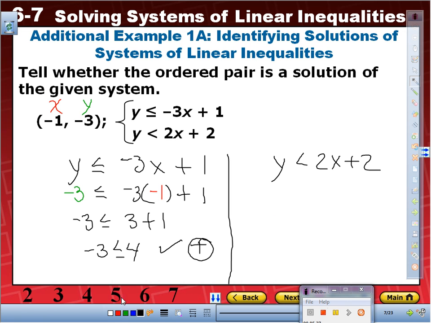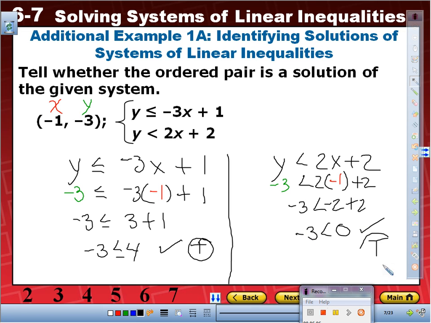So now I need to do the same thing for this one. What is x? Negative 1. What is y? Negative 3, right? I'm getting that same point. Bring everything else down. Less than 2 times x plus 2. What is 2 times negative 1? Negative 2. Bring down the plus 2. The less than negative 3. What is negative 2 plus 2? 0. So let's read it from left to right. Is negative 3 less than 0? Yeah, so it's true. So guess what? This point is a solution. So you're going to write solution. Copy that, please.